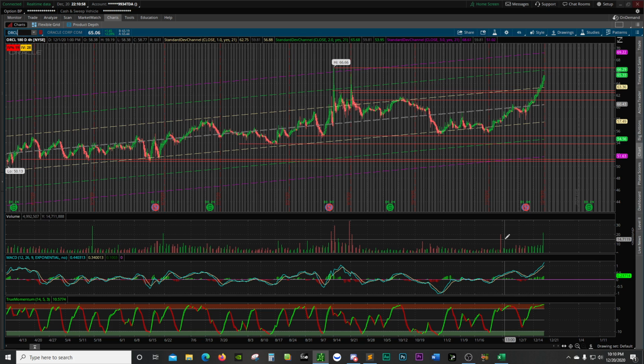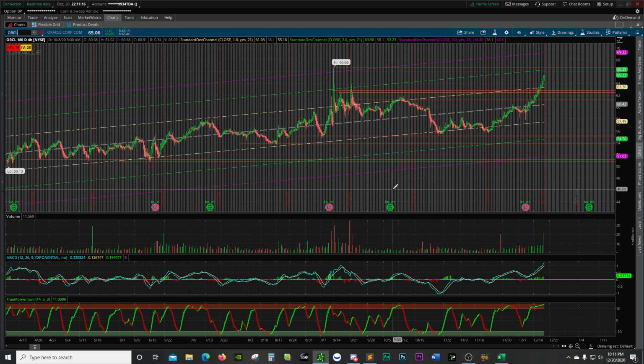15% return is good. Get out of that one too. But again, there's no way to tell you if it's going to keep going or when it's going to reverse. I always say, take the money you got because the market's going to take it back if you don't take it.